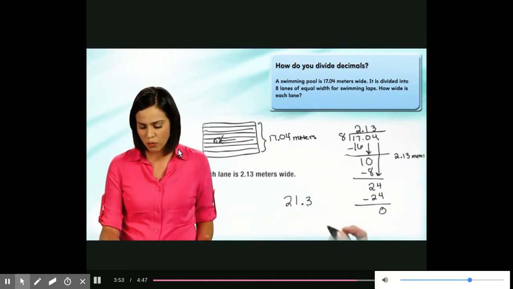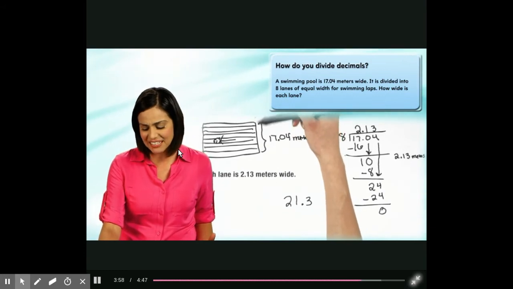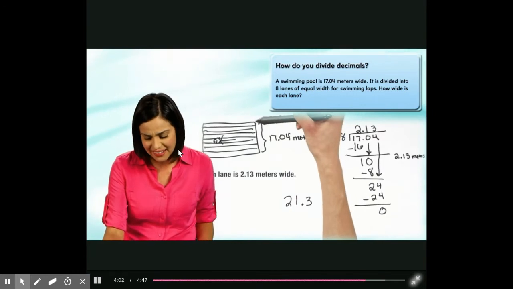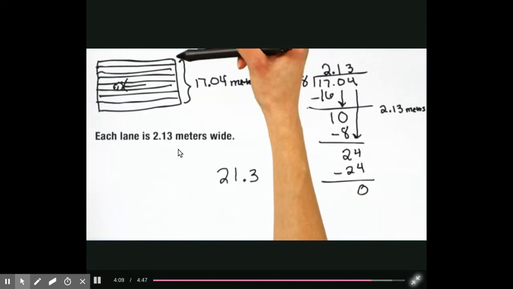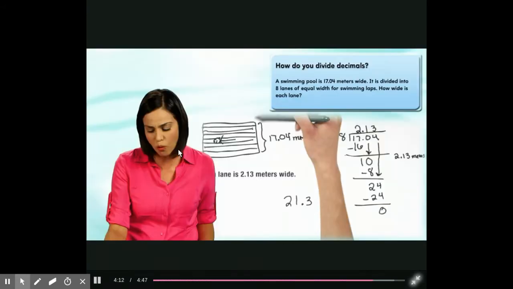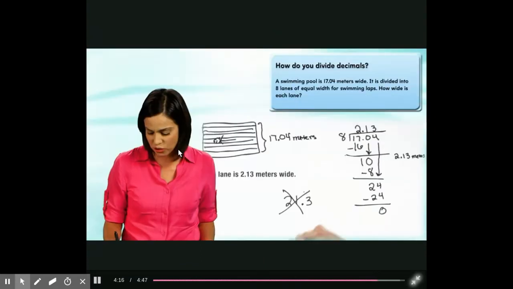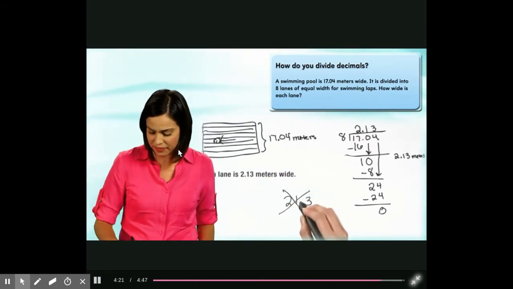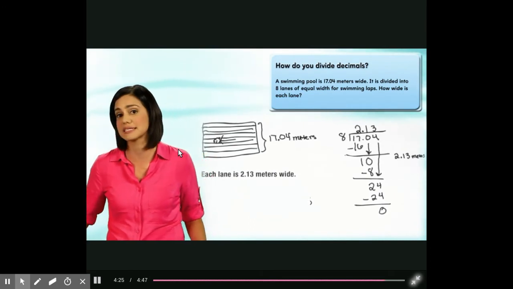Well, look at this. The width of our pool is 17.400 meters. How can the length of each lane or each lap, or the width, be greater than the total width of the swimming pool? It can't. That doesn't make sense. So this would not be our answer. So think about that when you're doing these problems, whether your answer makes sense or not.